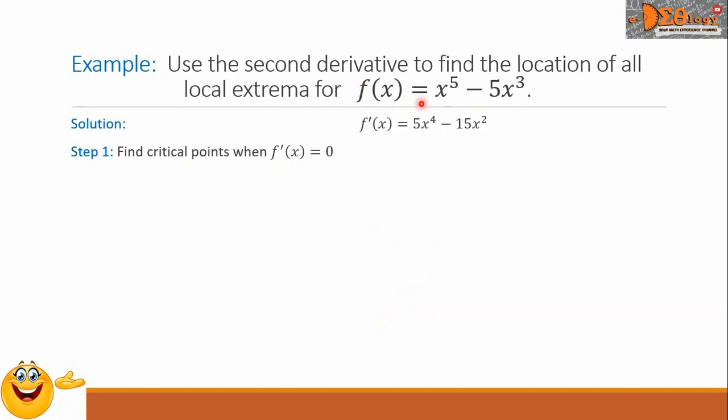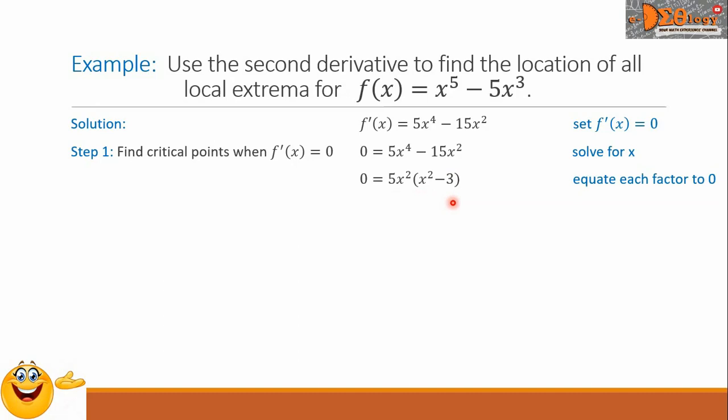This is our function here, so the first derivative will be 5x raised to 4 minus 15x squared. Let us set the first derivative to 0, so the left-hand side will be 0 equals 5x raised to 4 minus 15x squared. Now let us solve for x. Let us factor out the greatest common factor of each of the terms. So we have 0 equals 5x squared times the quantity x squared minus 3. Now let us equate each factor to 0. So we have 5x squared equals 0, and x squared minus 3 equals 0.